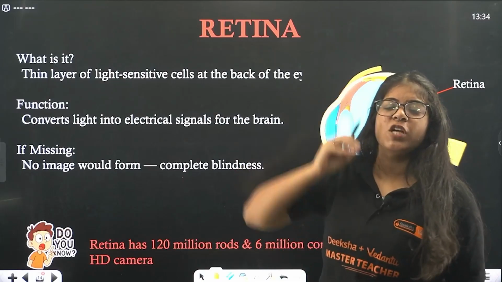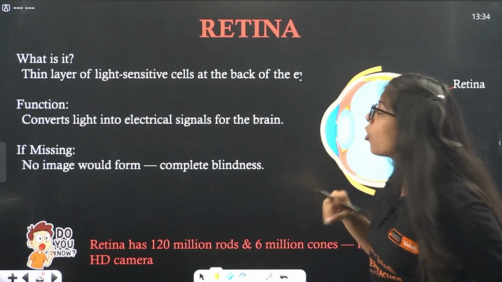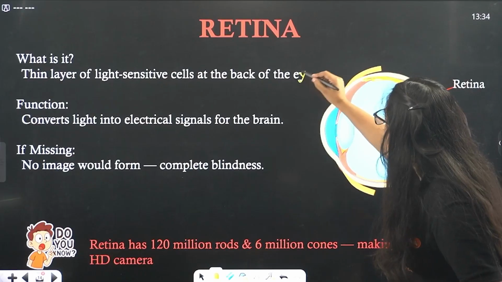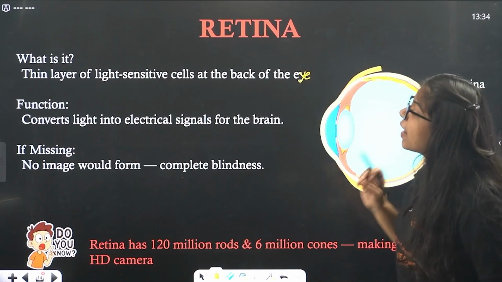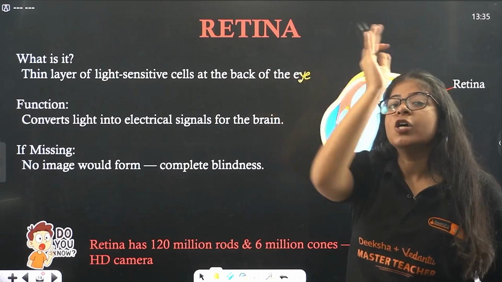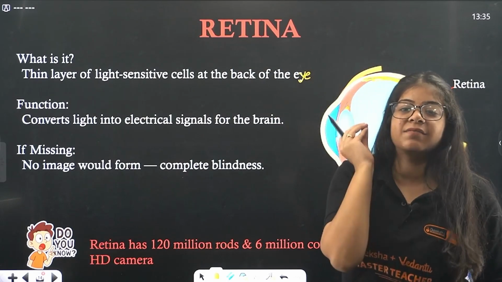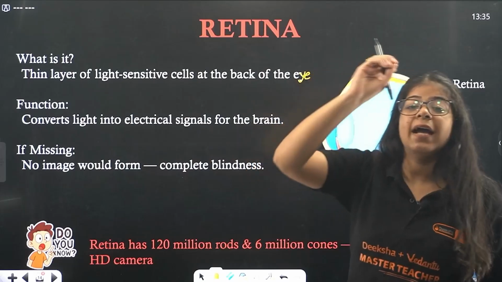Very sensitive cells. Very sensitive cells are there at the back of the eye. Why are all these things written? Okay, at the back of the eye. So on the back side of the eye, your eye is completely round. So on the round side, inside, you have so many light sensitive cells which are called rods and cones.